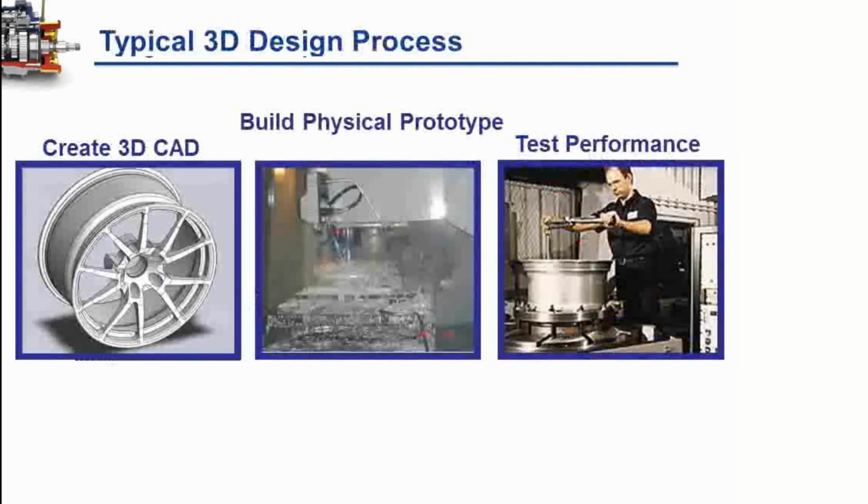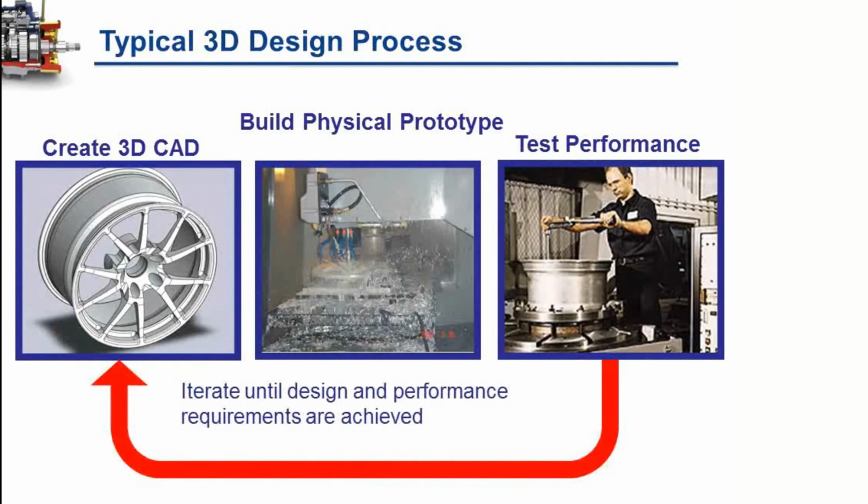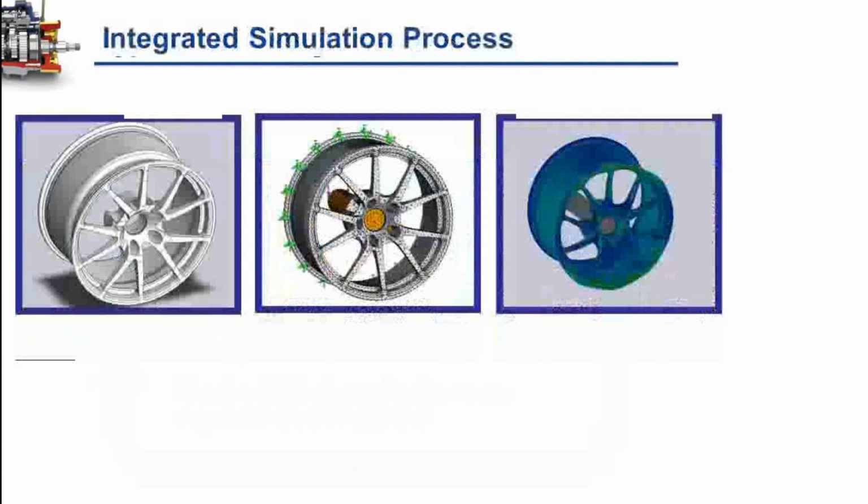processes. The typical 3D design process that they used to use is: create a 3D CAD model, build a physical prototype, and then physically test performance. And then, from there, you need to iterate until your requirements are achieved. Now, when building a prototype is going to take a week to a month, iterations can be drastically slowed down.